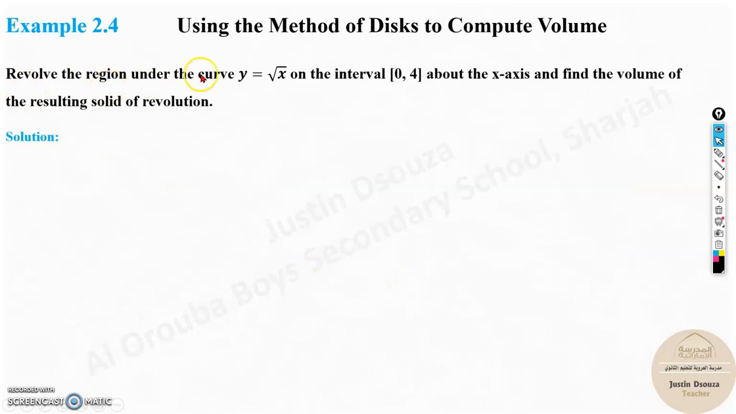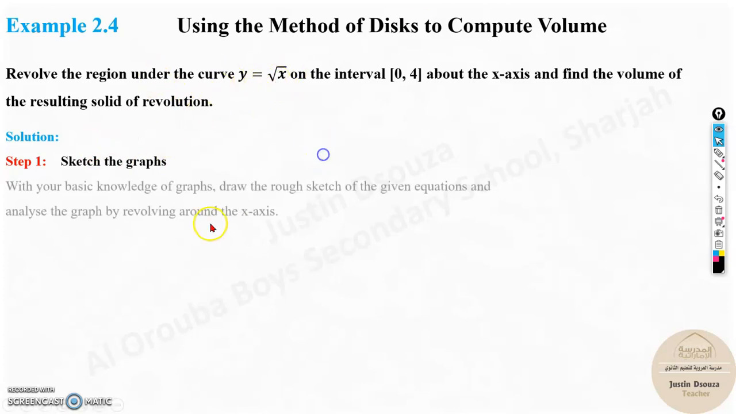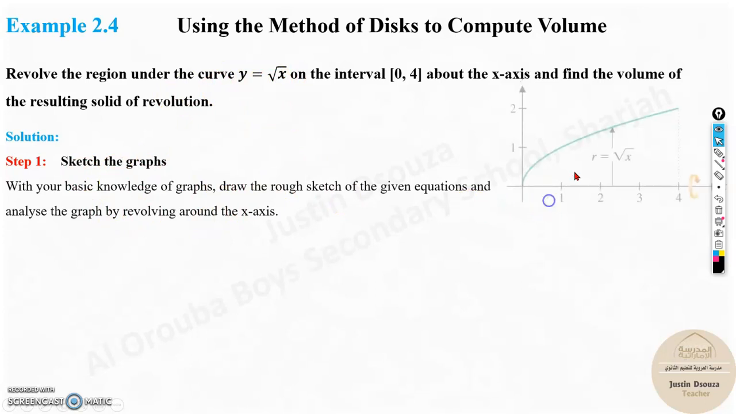Revolve the region under the curve y equals square root x on the interval 0 to 4 about the x-axis and find the volume of the resulting solid of revolution. Now, the basic thing, we have done this since the last lesson. So please remember it is a continuation of the previous lessons and the previous video. If you have not watched the previous lesson, please watch it and then continue over here. We had learned how to graph in the previous lesson. So with basic knowledge, let's graph it.